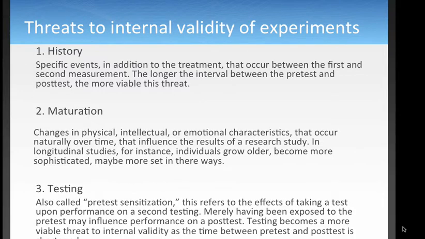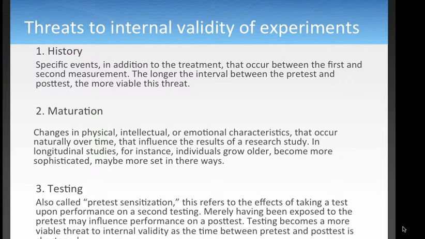So what is the history effect? History is when specific events in addition to the treatment can occur between the first and second measurement. The longer the interval between the pretest and the posttest, the more viable this threat. For example, you can have an event like 9/11 happen during your study, and that can mess up your whole experiment because that event might have a much larger influence than your treatment.